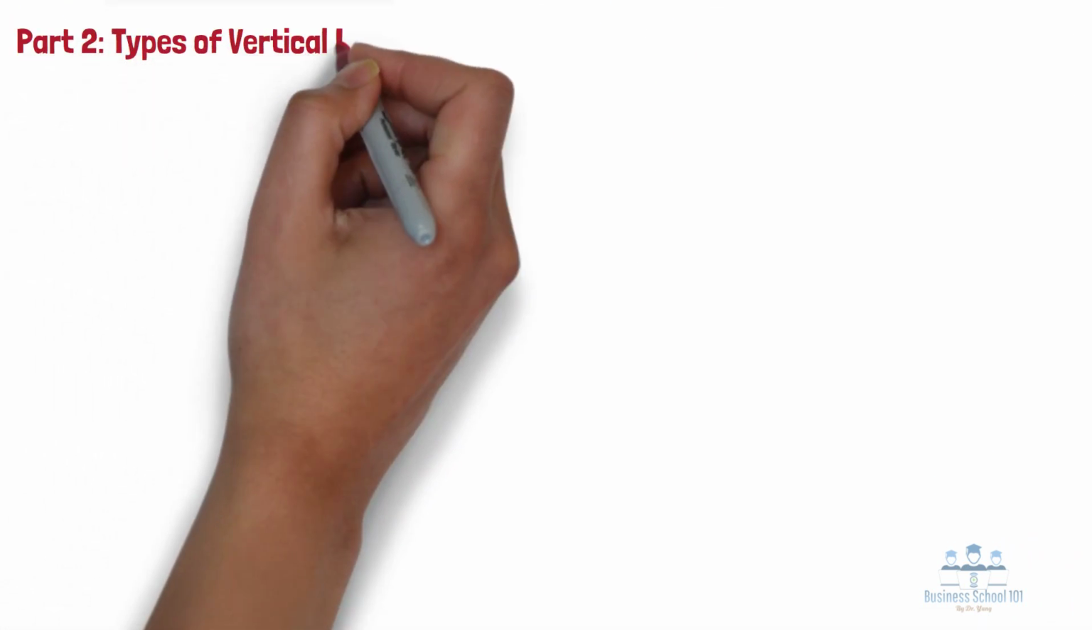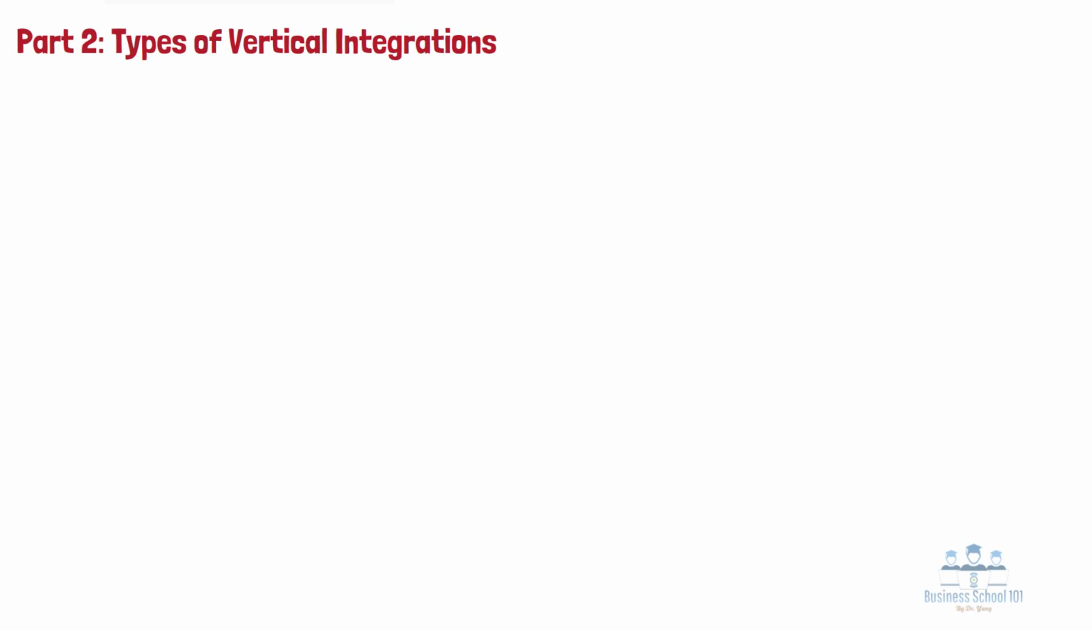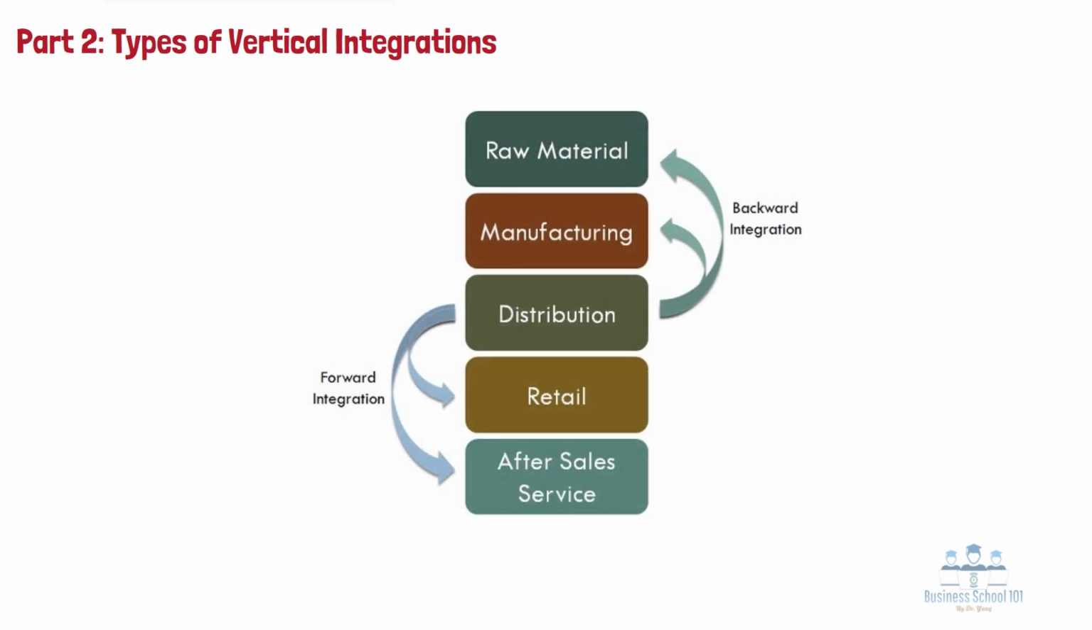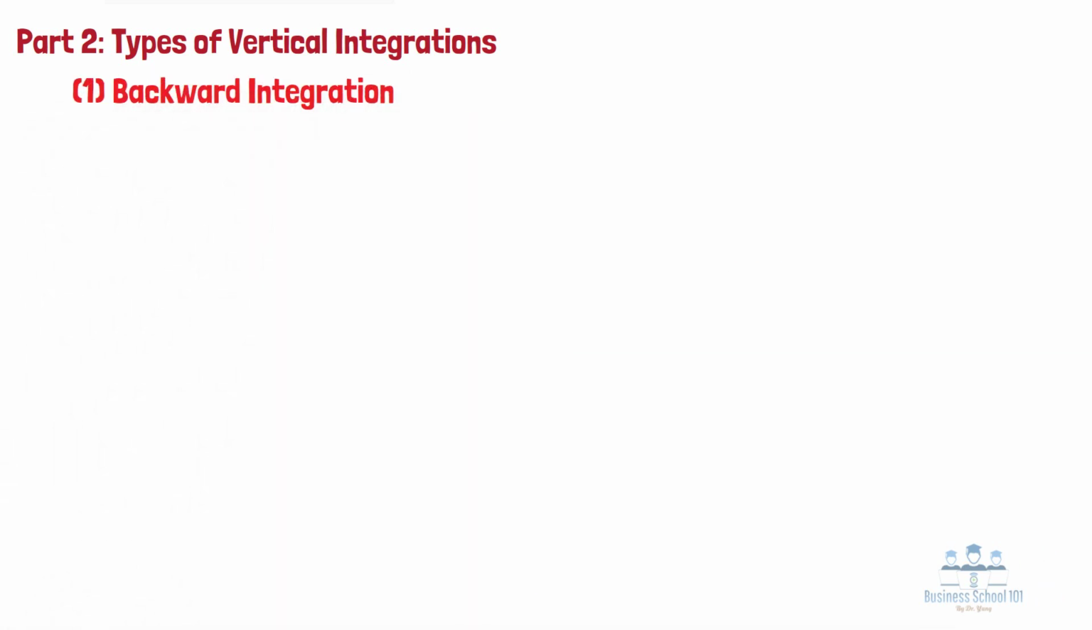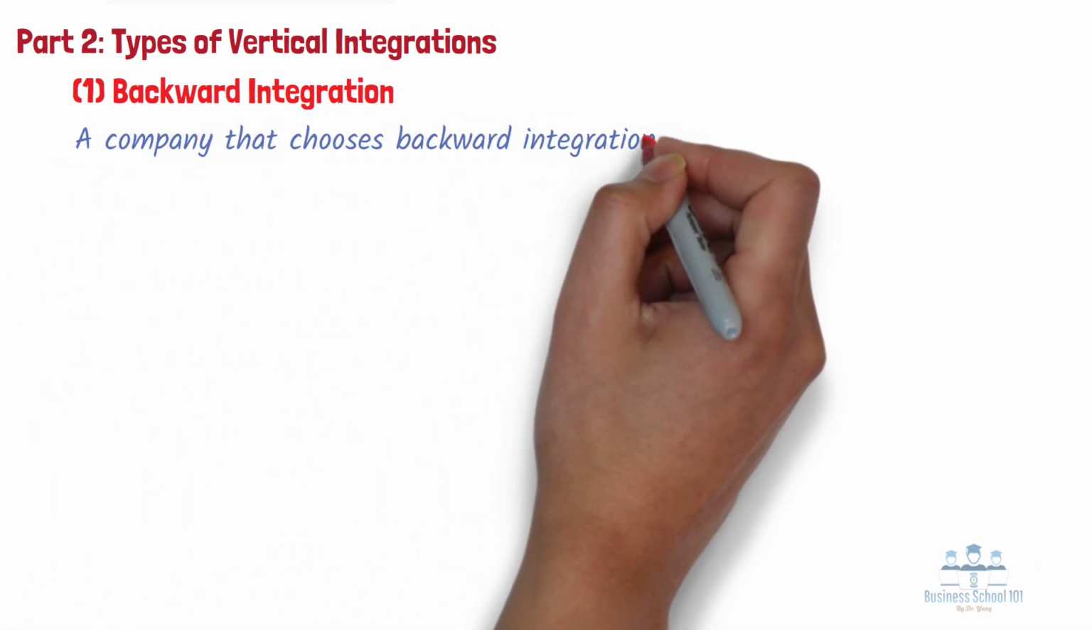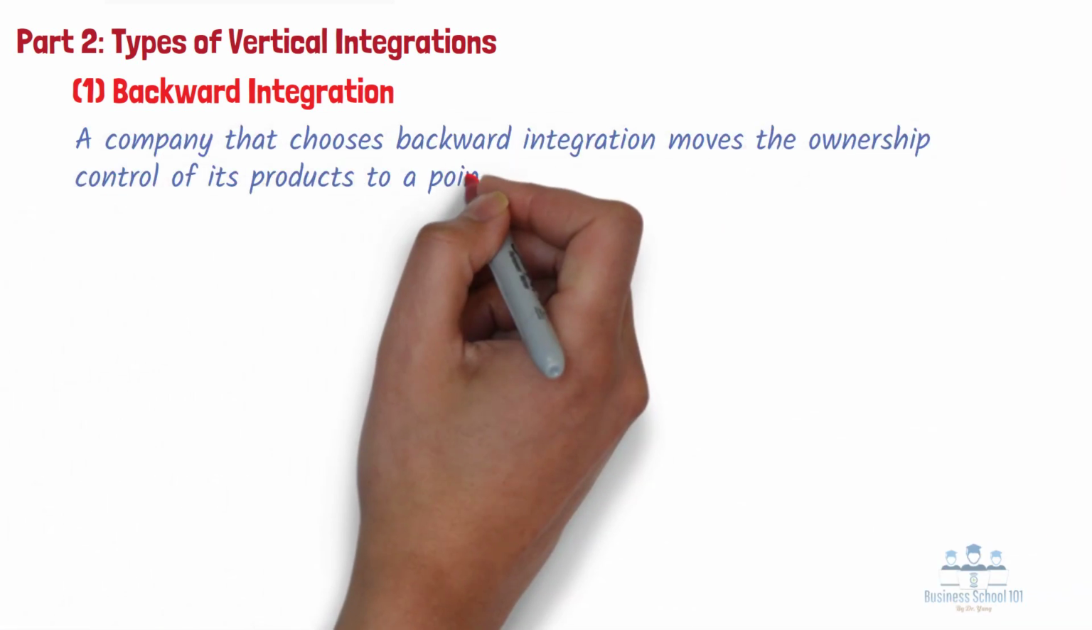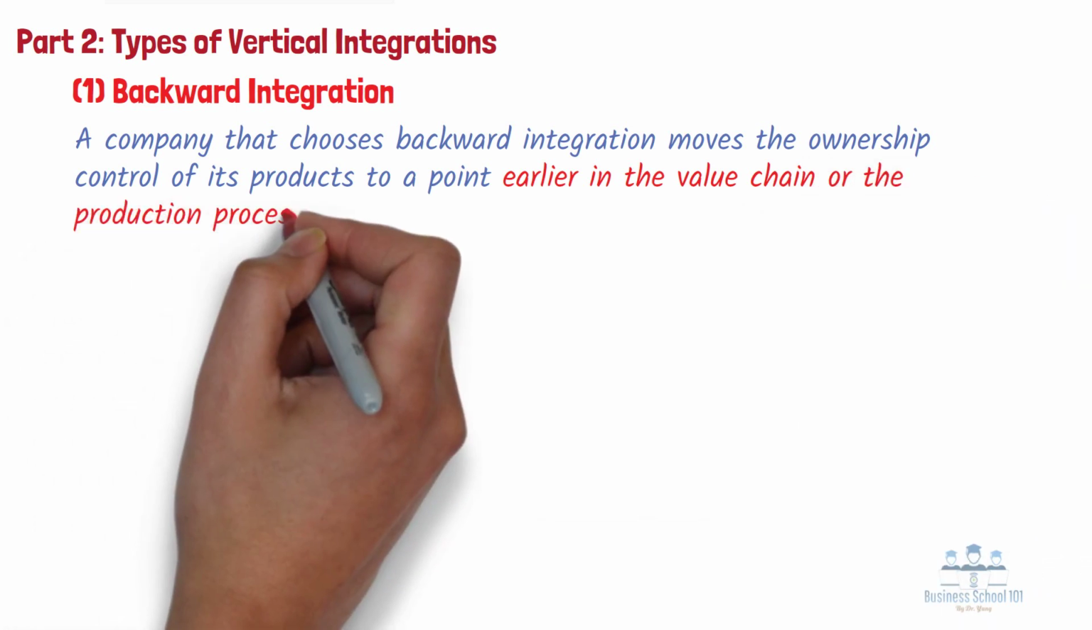Part 2. Types of vertical integrations. Along the industry value chain, there are varying degrees of vertical integrations. Generally, there are two major types of vertical integrations: backwards integration and forward integration. First, backward integration. A company that chooses backward integration moves the ownership control of its products to a point earlier in the value chain or the production process.